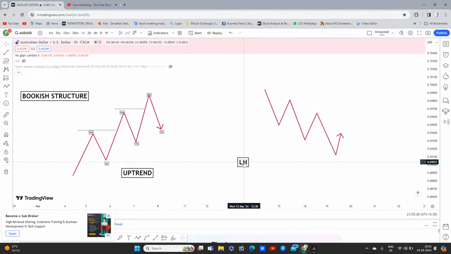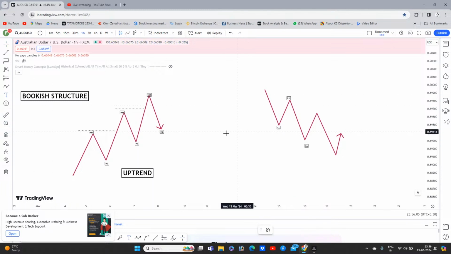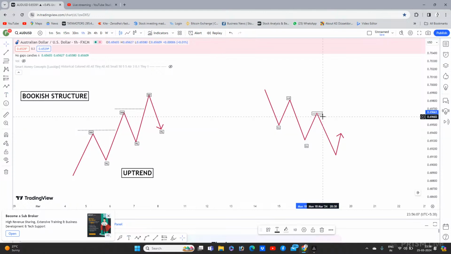Wait a minute, let me mark it first. The market first forms a lower low, then a lower high, then a lower low, then another lower low, and then a lower high structure. This is how the market moves, and this is being taught in our books.